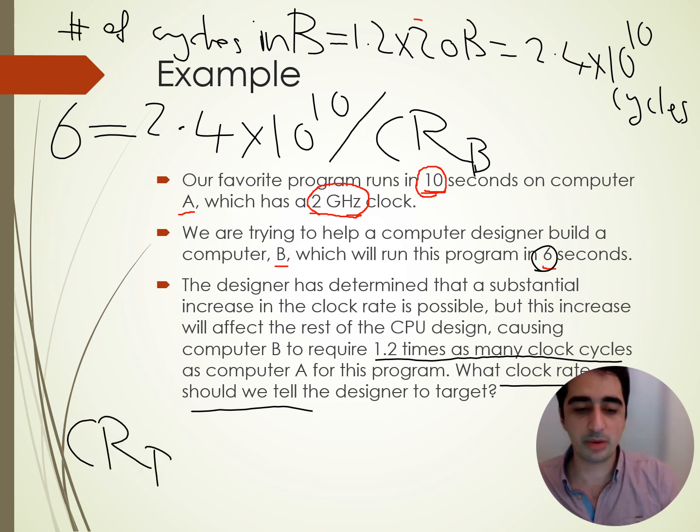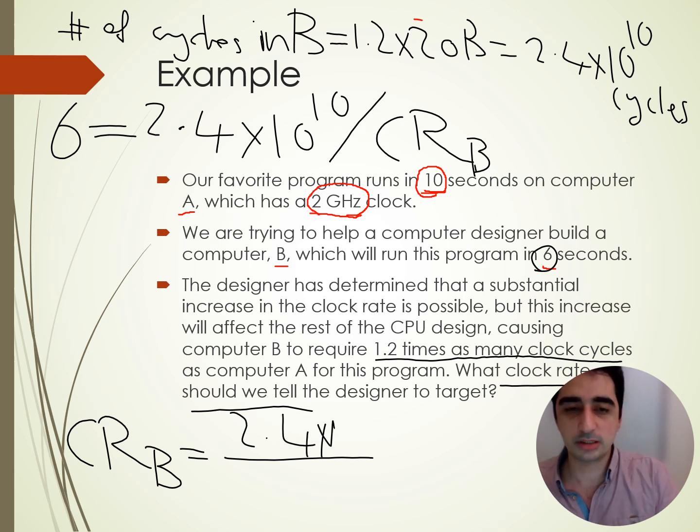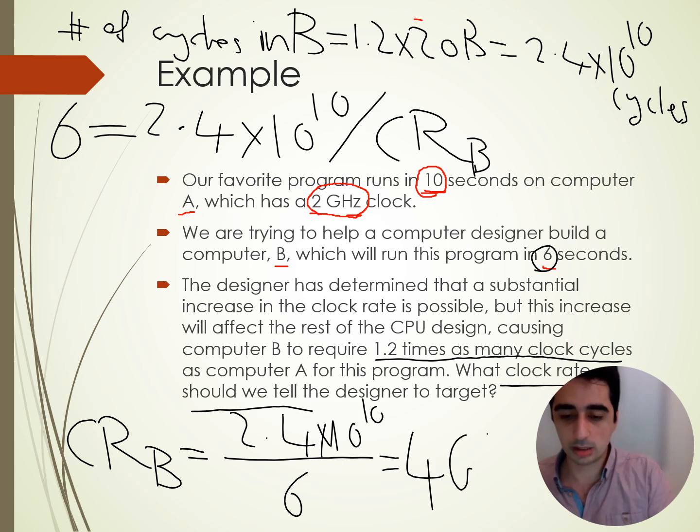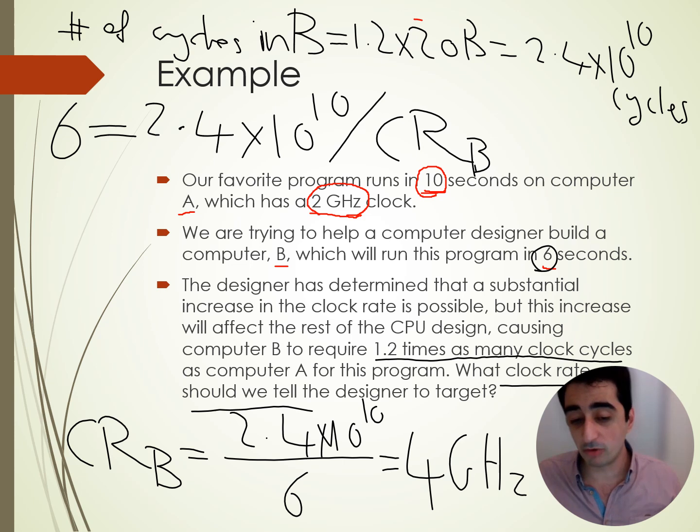So clock rate of B should be equal to 2.4 times 10 to the power of 10 over 6, which is going to be equal to 4 gigahertz. Giga means 10 to the power of 9, so it's going to be 24 over 6 times 10 to the power of 9 hertz, which is going to be 4 gigahertz.